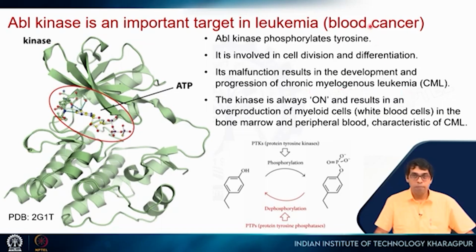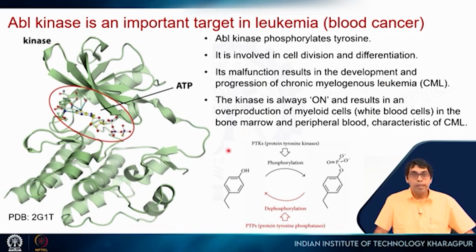So, this is basically a blood cancer. In this case, the kinase is always on. These proteins are not always on, they get turned on under certain conditions, right. But if they are always on, it means that cell division will keep on going without any check and balance, and that leads to the formation of this cancer. It results in overproduction of myeloid cells, which are white blood cells in the bone marrow and the peripheral blood, which is the characteristic of this leukemia called CML.